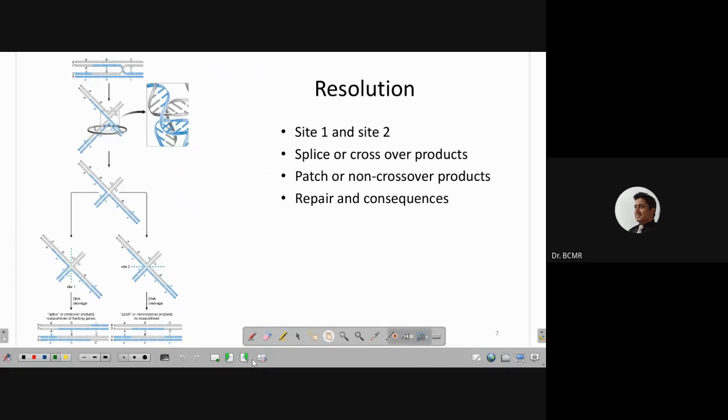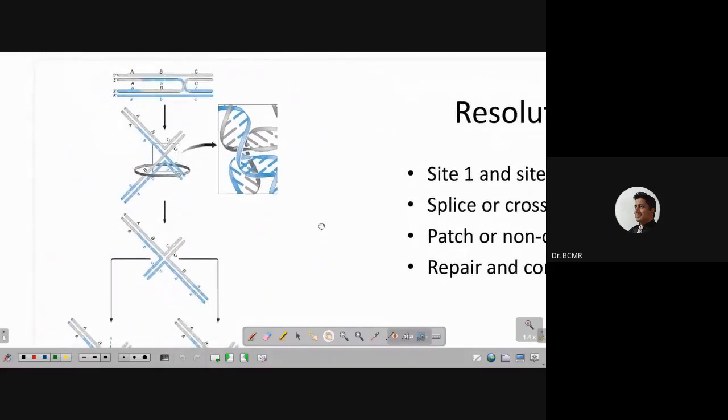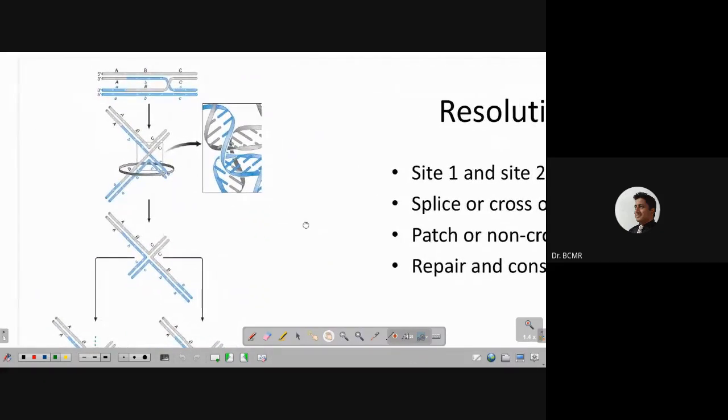Now, the important part: resolution. I have seen your assignments, and I'm actually proud that some of you have done it really well, and so many of you have got it right. So it's a nice thing that you already know some things about it.